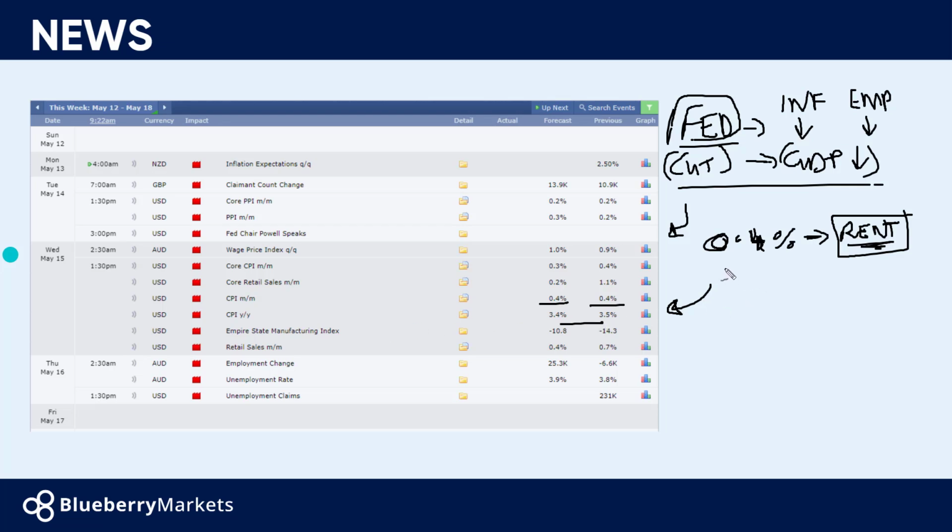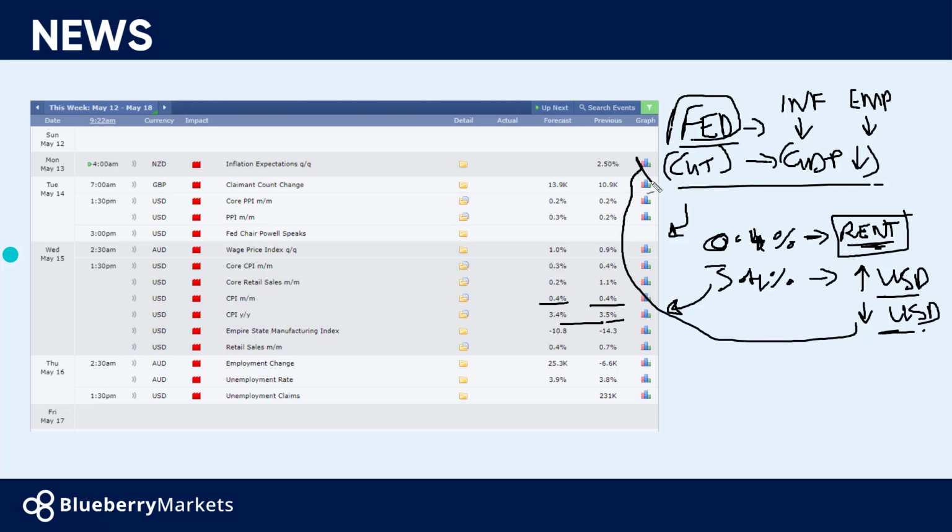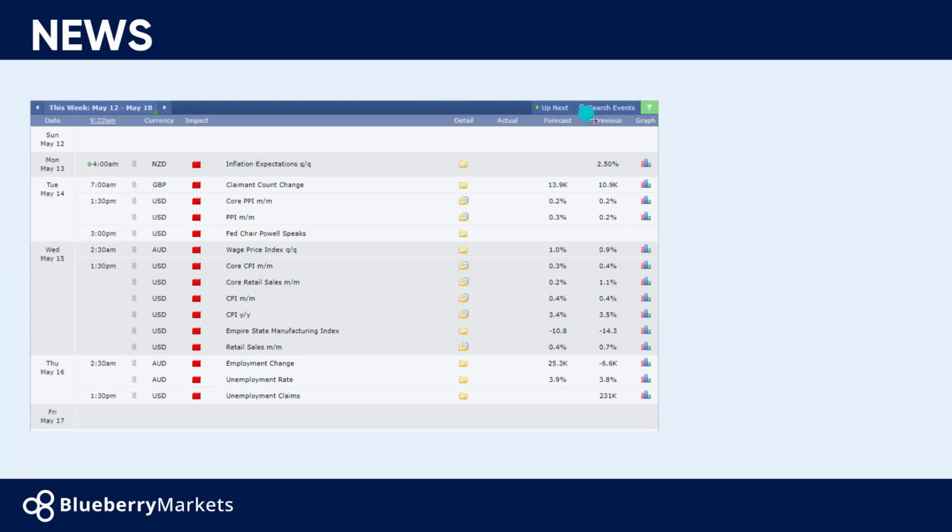CPI year on year is actually looking to come in around 3.4%, a little bit lower than the previous of 3.5%. And I think if we get a miss to the upside, we're going to see US dollar strength return to the market. If we get the miss to the downside, however, I think we're going to see the US dollar weaken, because that will match what the Fed is talking about here. The likelihood of a cut will increase if we start to see inflation rates come down, because that is the direct talk from the Fed.